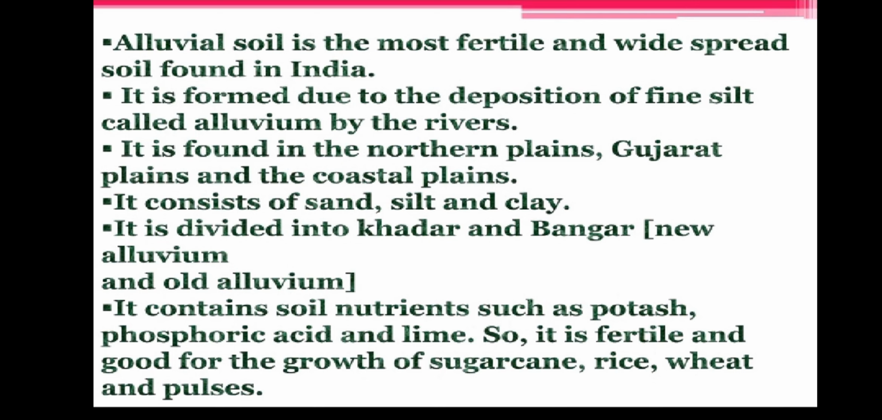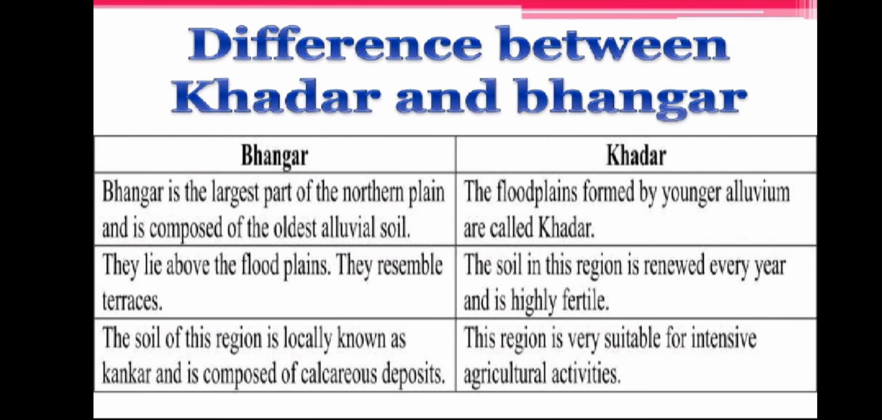Now, alluvial soil can be categorized into 2 parts. One is bhangar, another one is khadar. Bhangar is also called old alluvium or old alluvial soil. It is the oldest alluvial soil and has a higher concentration of conker nodules. It is less fertile than khadar. They lie above the flood plains. They resemble terraces. The soil of this region is locally known as conker and is composed of calcareous deposits.